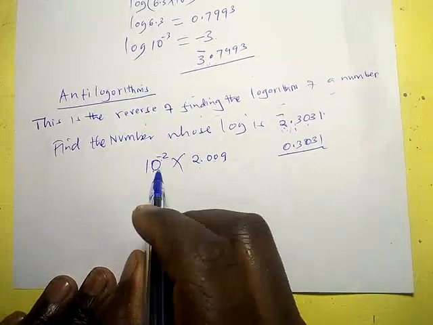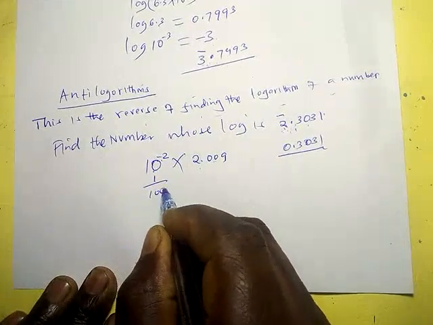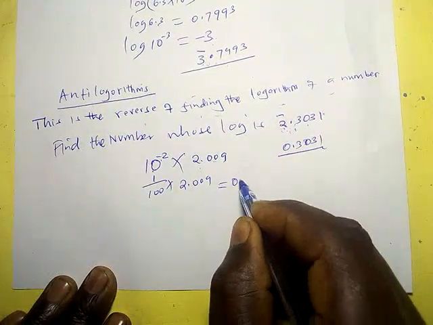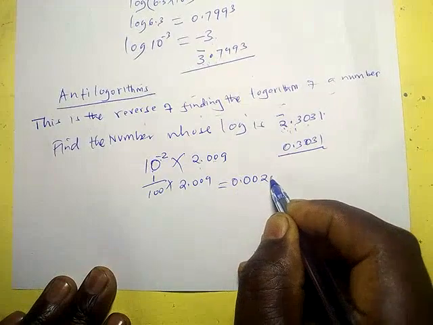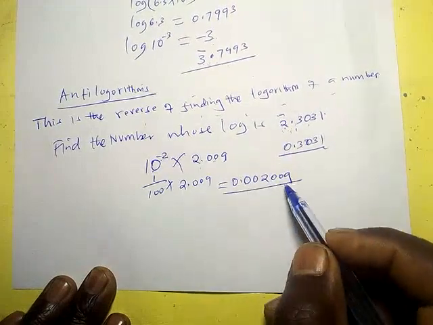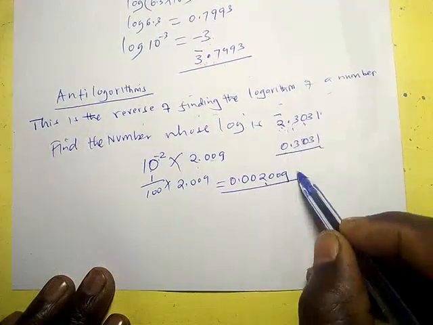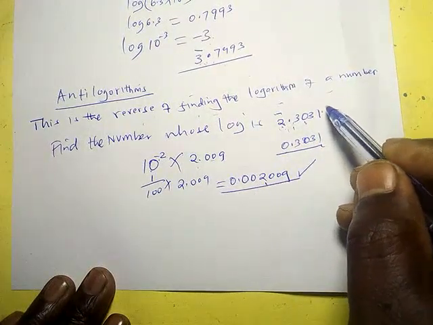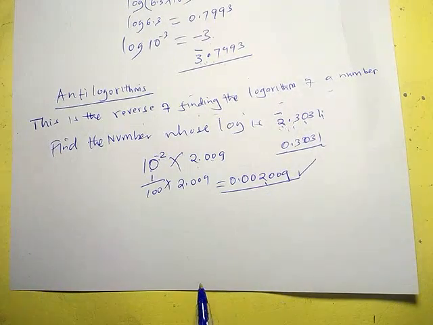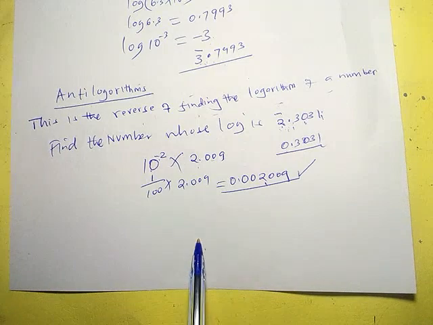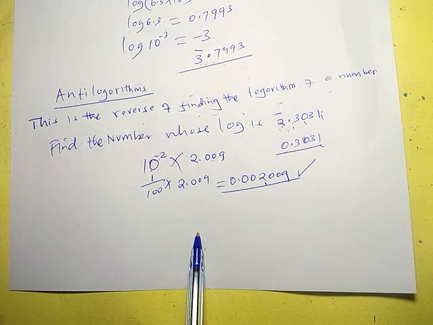So what does this mean? This means it is 1 over 100 times 2.009. This is the same as 0.002009, and that is the number whose anti-logarithm is this. So the anti-logarithm is the reverse, looking for the number whose log you have. If you have a logarithm, you can find the number for which you have the logarithm.